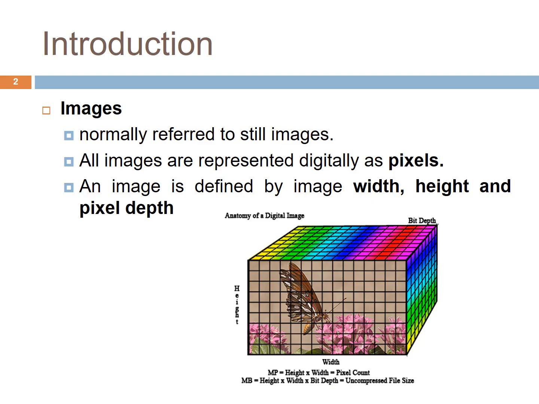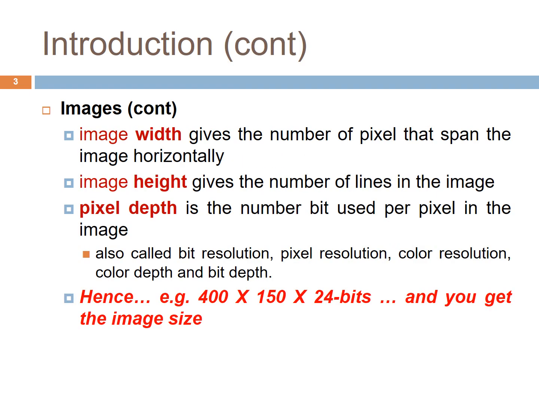Image is normally referred to as still image and represented digitally as pixels. The image is also described by the width, height and pixel depth. Image width is the number of pixels that span the image horizontally, while image height gives the number of lines vertically in the image. Pixel depth, which is also sometimes called bit resolution, pixel resolution or bit depth, is the number of bits used per pixel in the image.